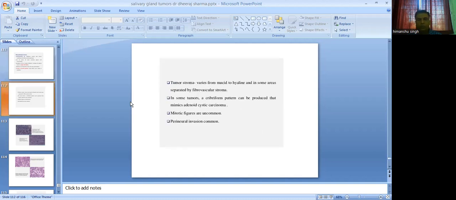The tumor stroma varies from myxoid to hyaline, and some is separated by a fibrovascular stroma. In some tumors, a cribriform pattern can be produced that mimics adenoid cystic carcinoma. Mitotic figures are uncommon, perineural invasion is common.